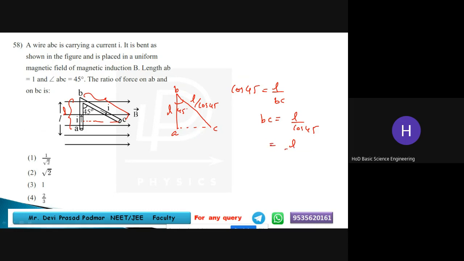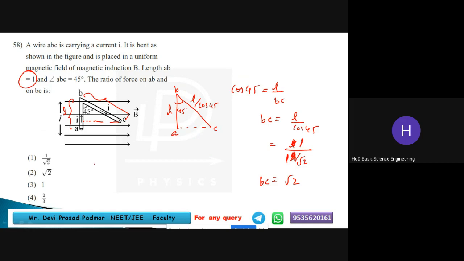So what do you get? L divided by cos 45 is 1 by root 2, right? And the L value is 1, same value you can take. So this is 1 and this is 1. So what do you get? BC will be equal to root 2.